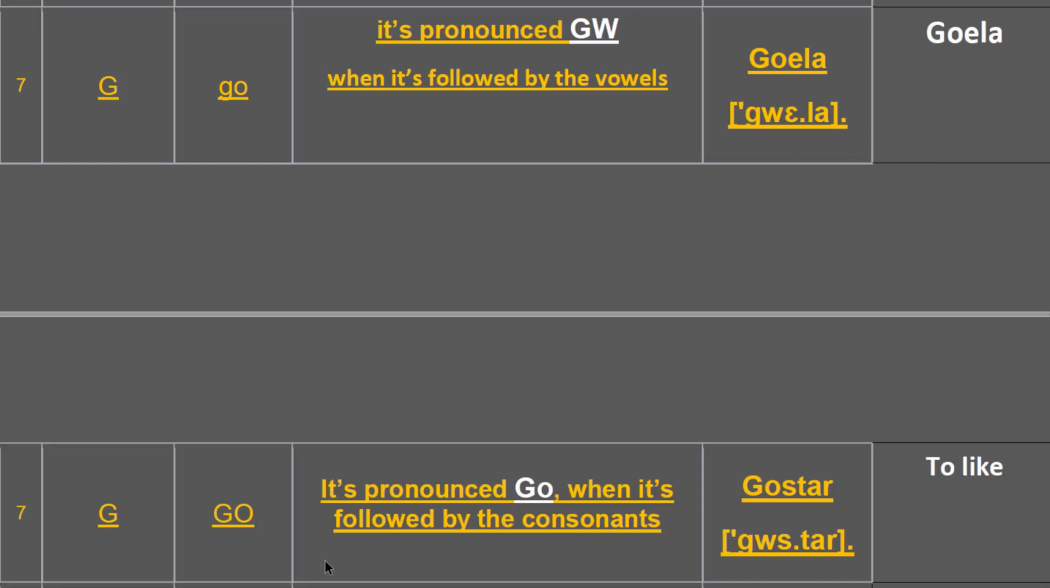When the digraph GO is followed by a consonant, it's pronounced as "go". The example that we have here is the verb to like, which means "gostar". As you see, the digraph GO is followed by the consonant S in Portuguese, so it's pronounced as "go", gostar.